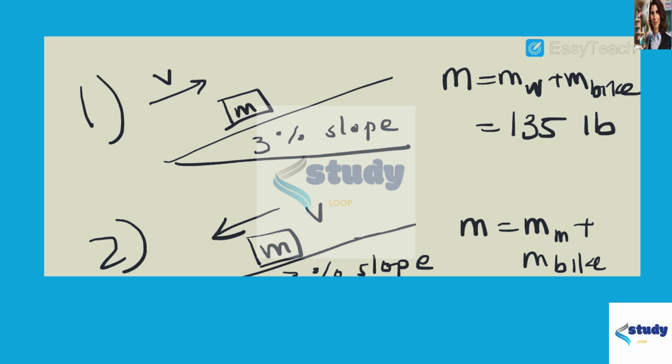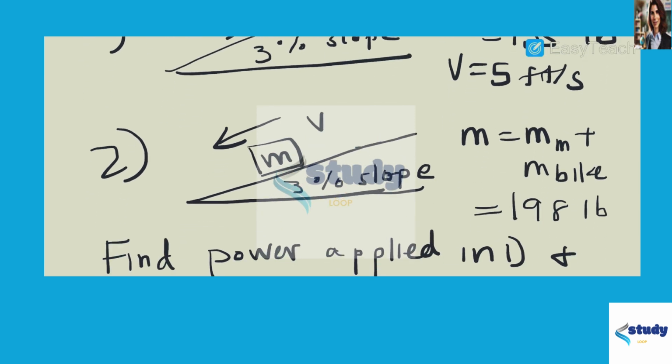So what we're going to be looking at is a problem dealing with power. In the first case, we have a biker going up a 3% slope at a velocity of v equal to 5 feet per second. The biker and the bike have a mass or weight equal to 135 pounds. In situation 2, we have another biker going down that same 3% slope at a velocity v equal to 20 feet per second, with a total mass or weight of 198 pounds.